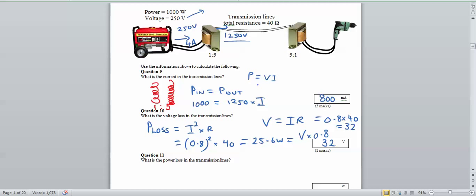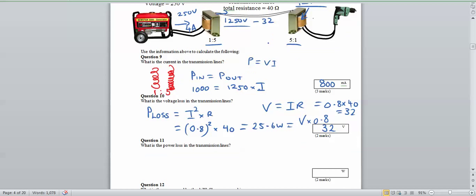So that's why they use transformers to set the voltage up, and then they step it back down once it gets down to here. So 1250 volts, so I can tell you now that there's going to be a voltage drop of 1250 minus 32, so there's going to be 1,218 volts coming through here because there's some voltage loss. Okay, which I guess comes from a power loss in the lines here.